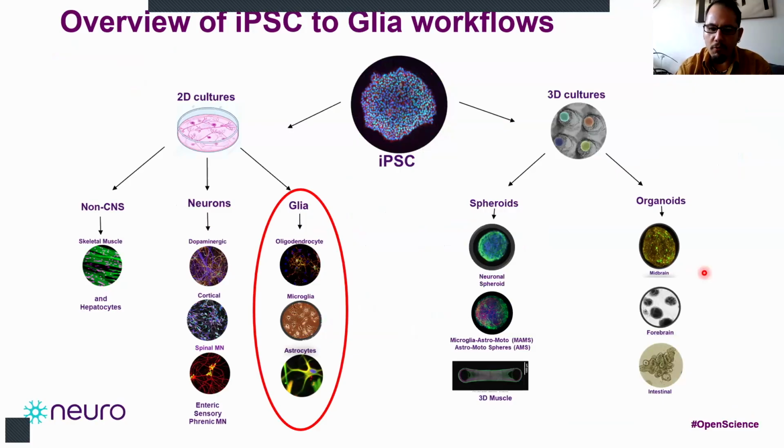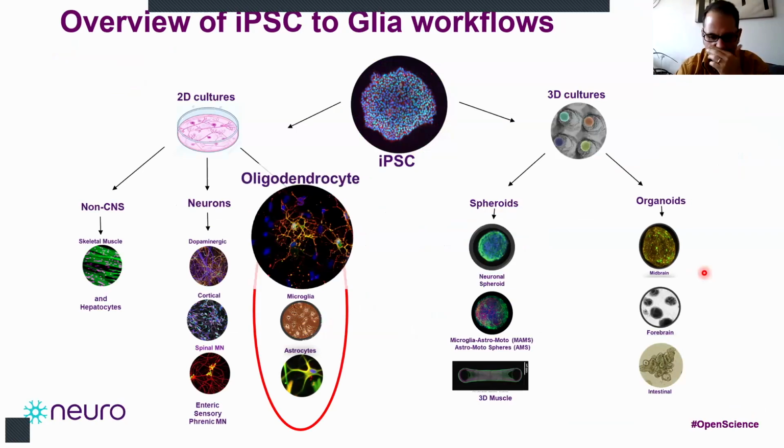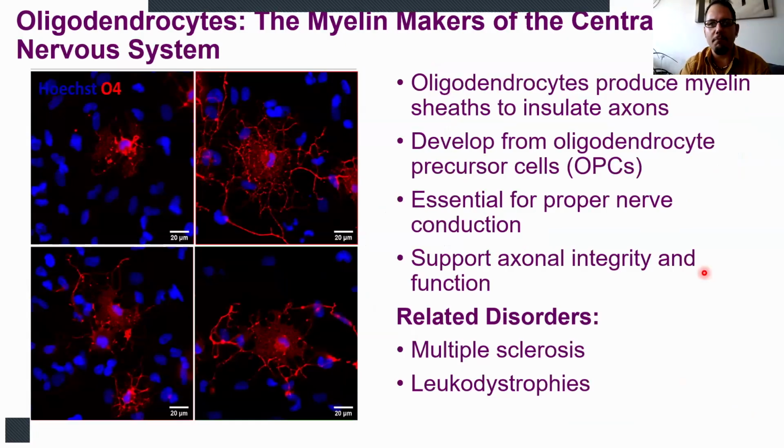And today I really want to focus our attention on oligodendrocytes. As many of you might know, oligodendrocytes are the myelin makers of the central nervous system. They are the cells that produce myelin sheaths that insulate axons of the neuronal cells. They develop from their own precursor cells called OPCs. They are essential for proper nerve conduction and support axonal integrity.